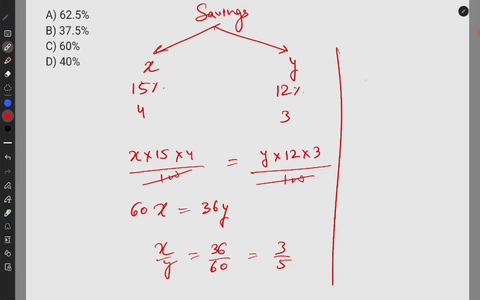So the parts of his savings will be x and y, and the sum of x and y will be 3 plus 5, that will be 8. The savings will be in multiples of 8, and the first part is 3. So 3 by 8 is what percent? That will be 37.5%. So the answer of this question will be option B. Right? Let's see the next one.